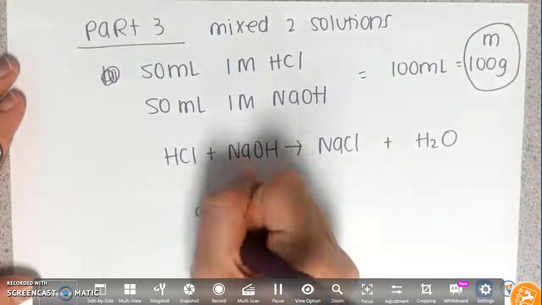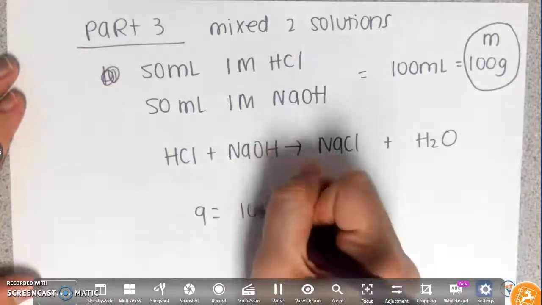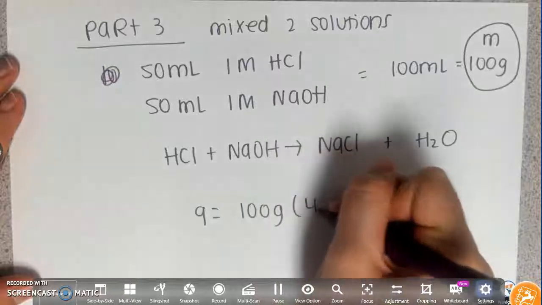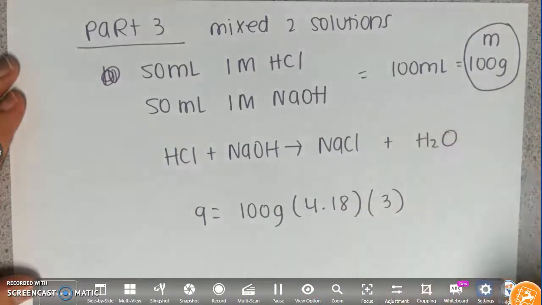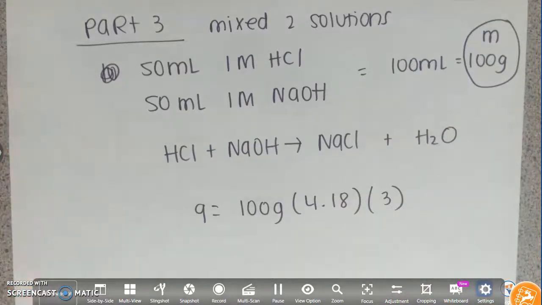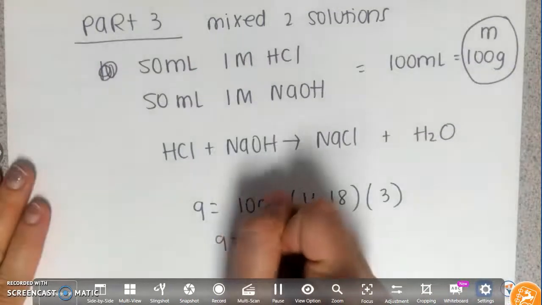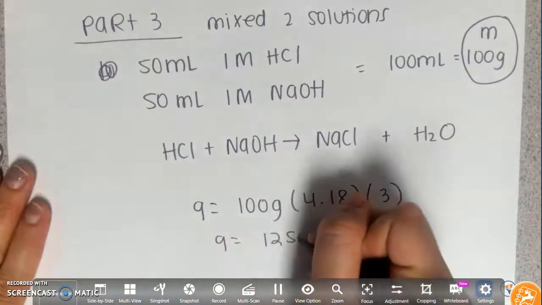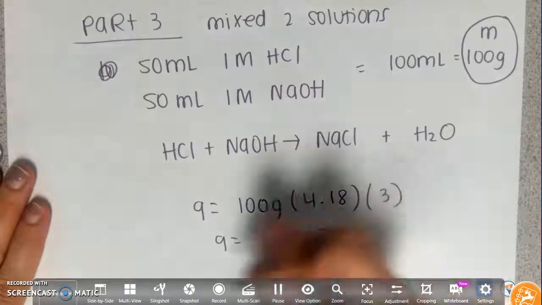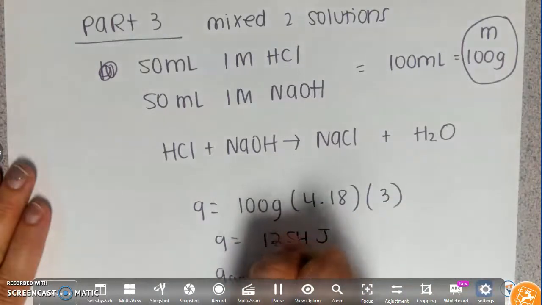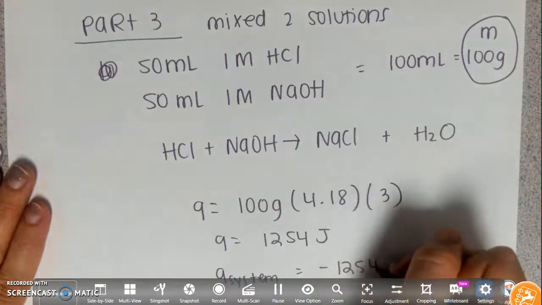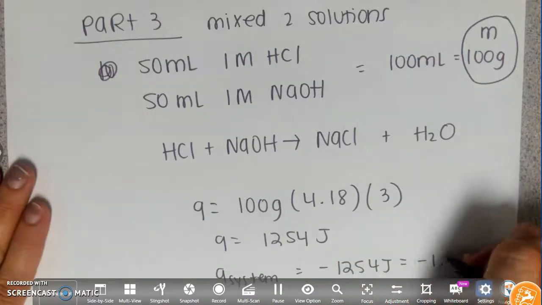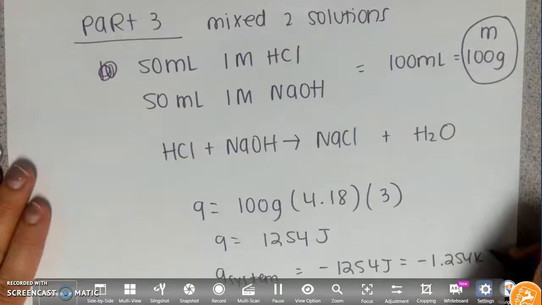And so your Q, you would do the same thing as before. So 100 grams times the specific heat of water times whatever your delta T is. Let's say mine's 3. It doesn't matter. My Q is 1254 joules. Flip it for the system. So negative 1254 joules or negative 1.254 kilojoules.